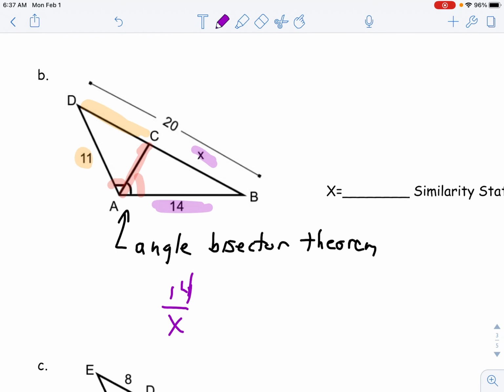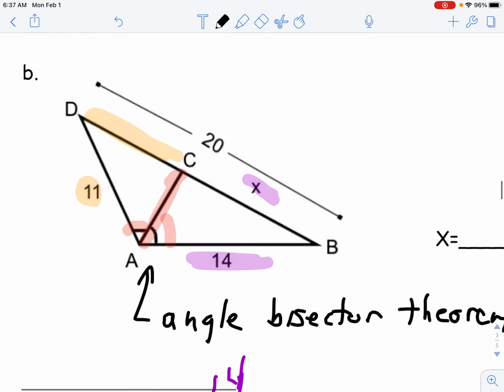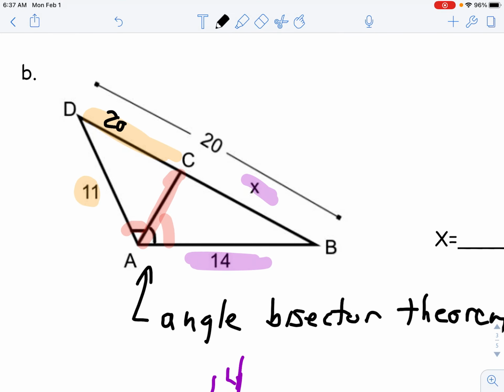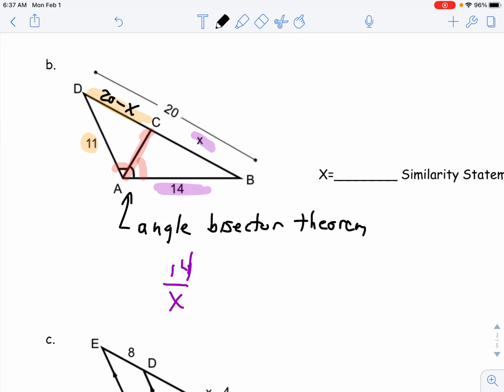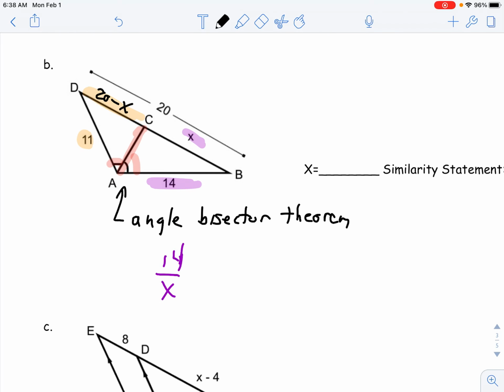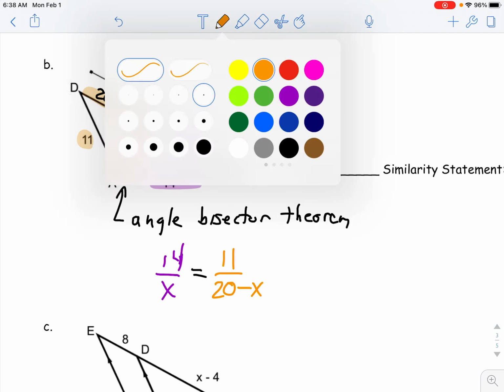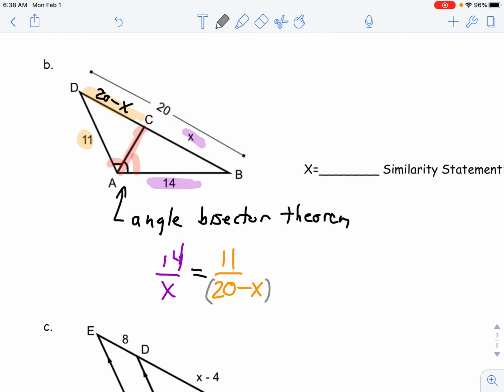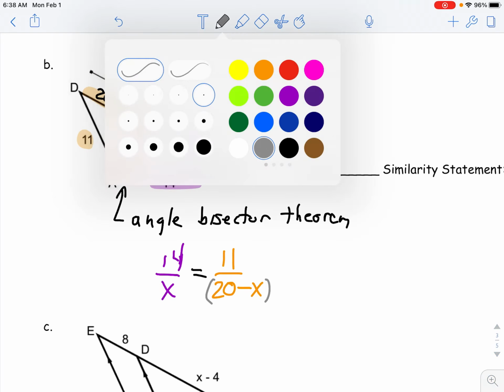All right, well, realize just some quick thinking. If the whole thing's 20 and the right side's x, that means this left side can be described as 20 minus x. All right, we've seen similar stuff like this before. So it's going to be 11 over 20 minus x. All right, and again, when I have multiple terms, I like to put it in parentheses, so when I cross multiply, I don't forget to distribute.